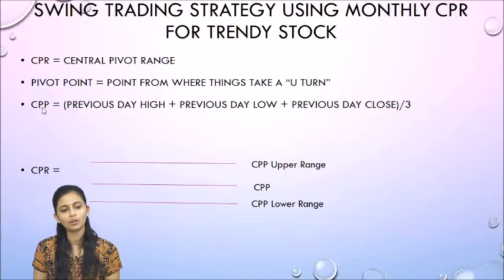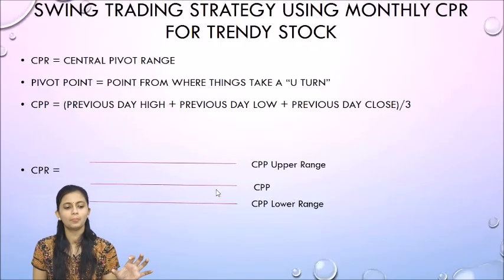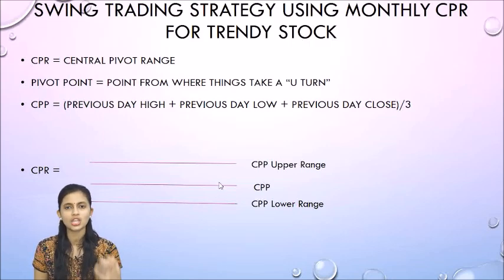Now the central pivot point is calculated by adding the previous day high, previous day low, and previous day close, divided by 3. That is, the average of the previous day high, previous day low and previous day close will give you the central pivot point. And this indicator will give you a range, that is an upper range and a lower range around this central pivot point. By using this particular indicator, we can clearly analyze the entry point with proper confirmation.